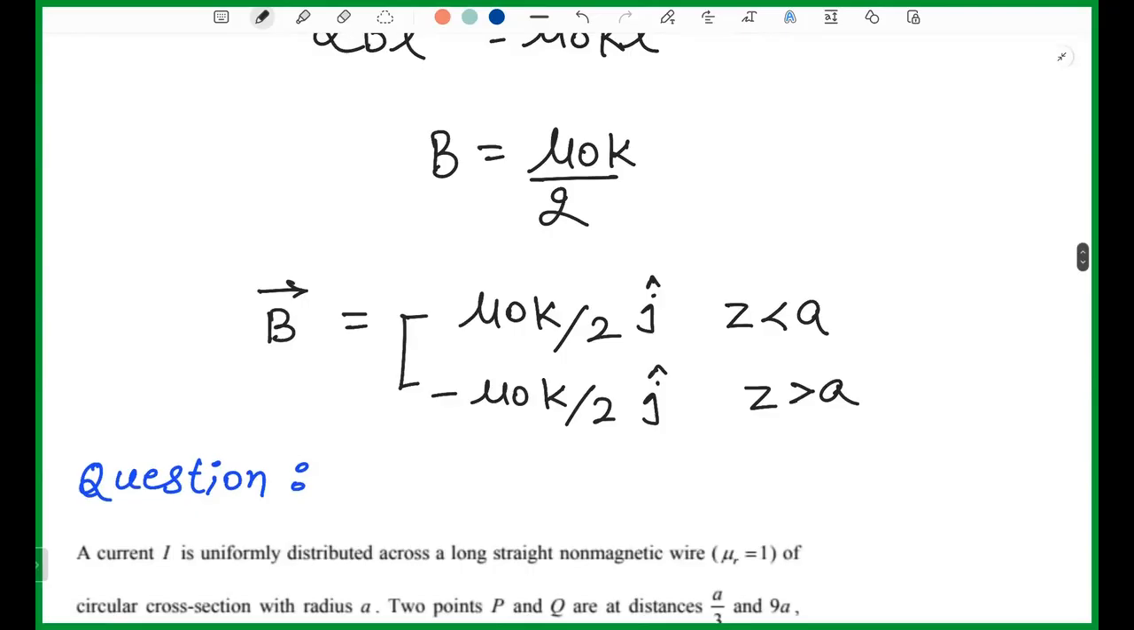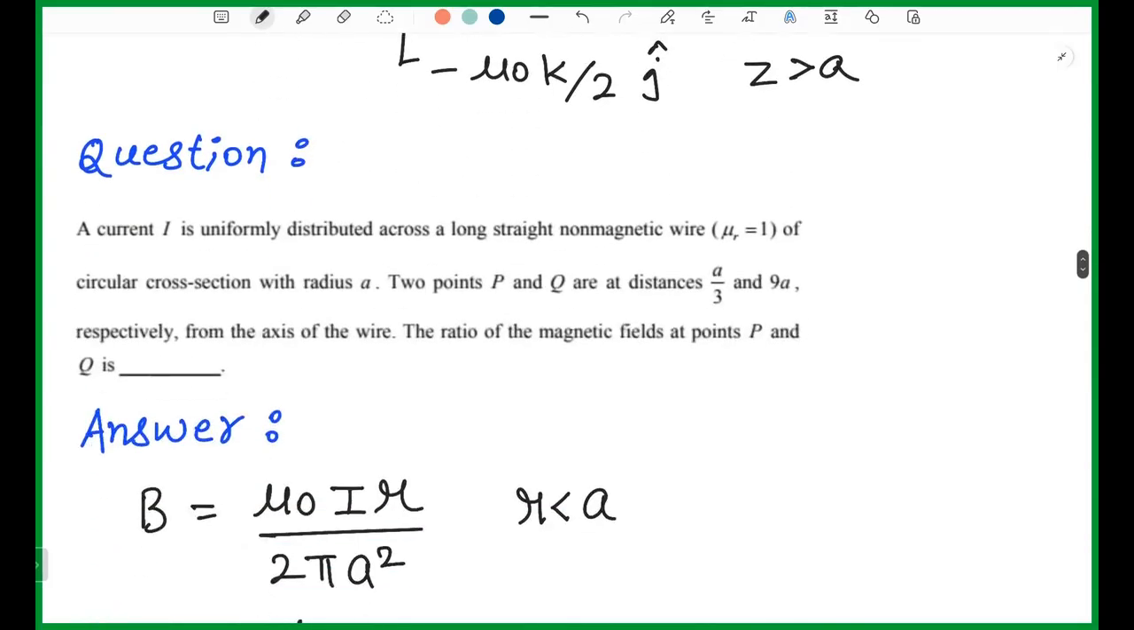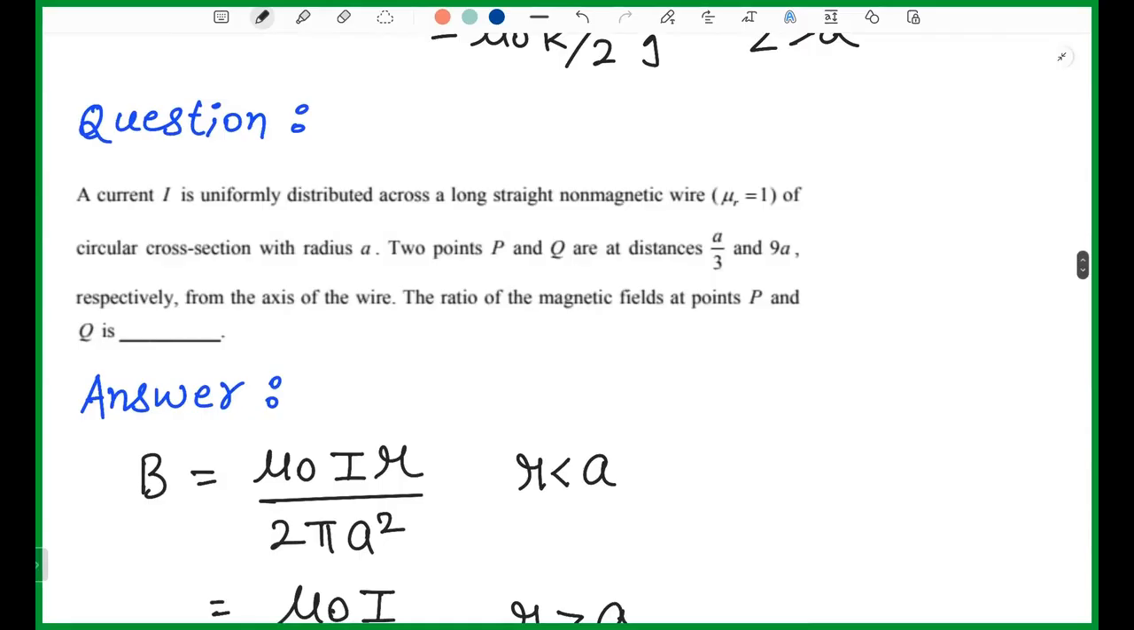Okay. So if you have got this idea, let's move to the question. This is a question for which I have already explained the formula. You have a current-carrying wire with current uniformly distributed. So it's a solid wire, and whenever we say wire, it's assumed to be cylindrical. The radius of the wire is A.